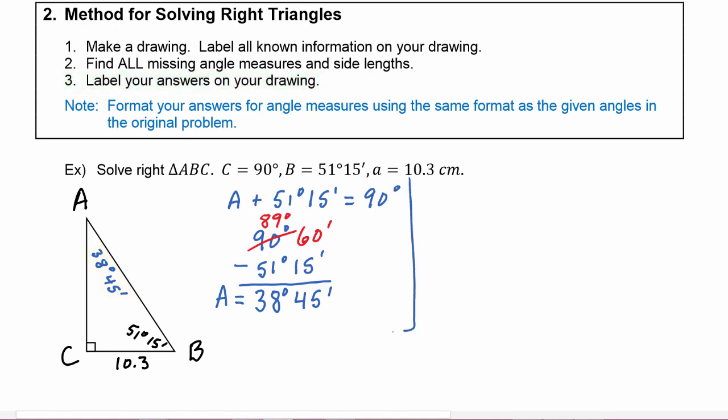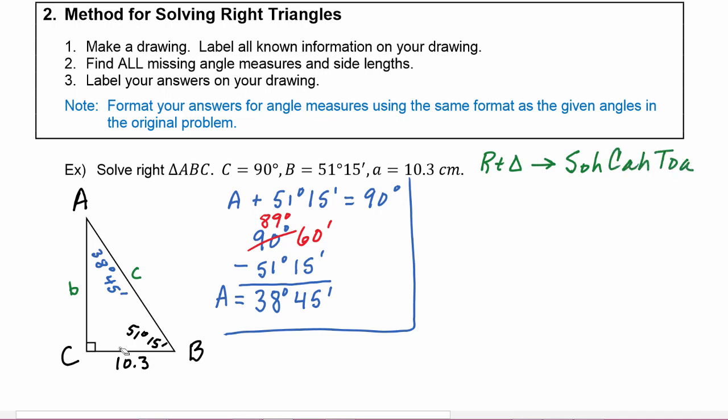All right, so we're done with our angles. Now we need to find the 2 missing sides, and we know that this side is opposite of angle B, so that means it's going to be called little b, and this side is opposite angle C, so it's going to be called little c. Now we can use SOHCAHTOA to find the missing pieces. Remember, when you have a right triangle, you get to use SOHCAHTOA.